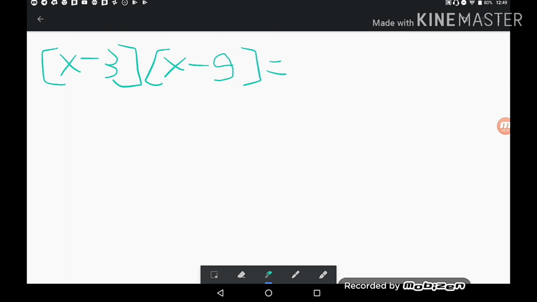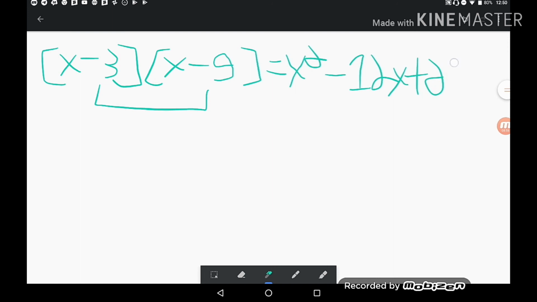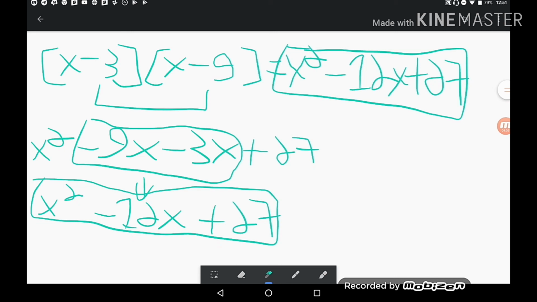X minus 3 by x minus 9. So, x squared. Then you have negative 3 minus 9, negative 12. Attach the x. Then you multiply them, giving you a positive 27. And here's your FOIL. Onward.